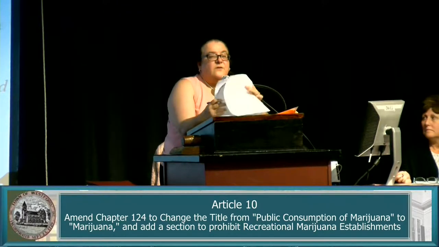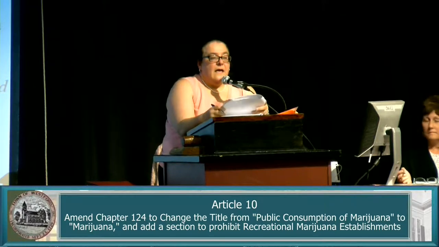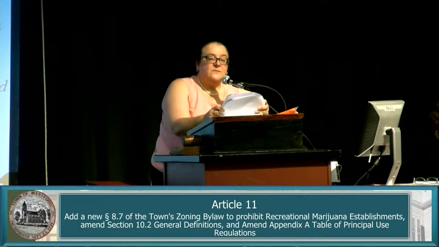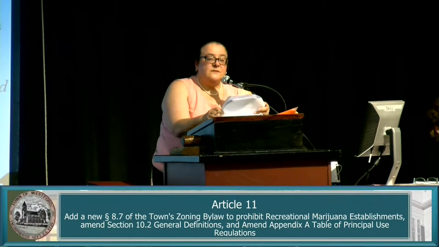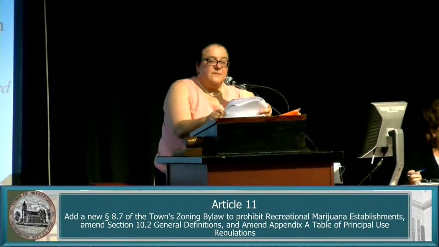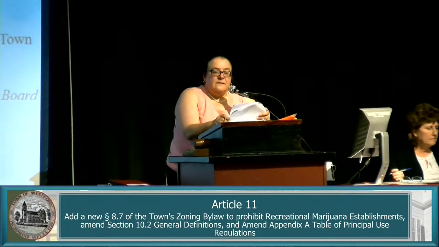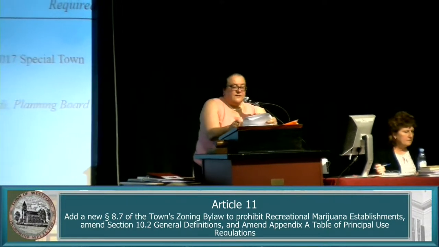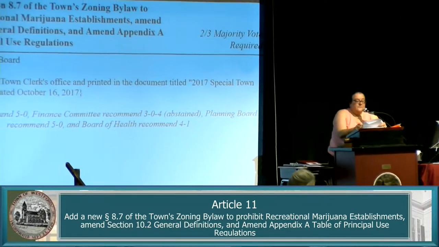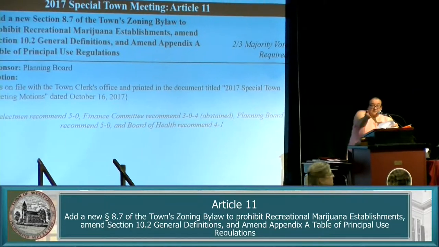Zoning bylaw amendments, Article 11. Add a new section 8.7 of the town zoning bylaw to prohibit recreational marijuana establishments. Amend section 10.2, general definitions, and amend Appendix A, table of principal use regulations. I have a motion under Article 11 as printed in the motion sheet. Is there a second? Second. Thank you. Chris Clutchman, please.